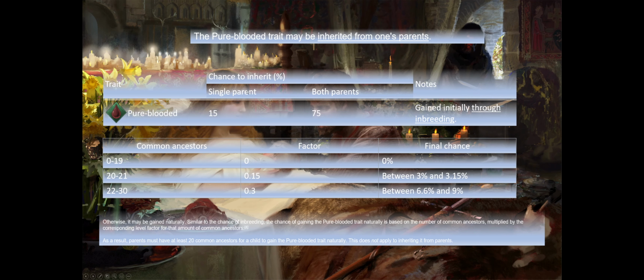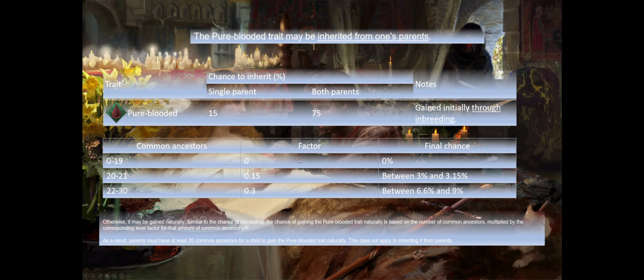Again, in order to gain the pure-blooded trait where you're not inheriting it, so to gain it in the first instance, which means to naturally obtain it, you need to be breeding with common ancestors. So if you're between 0 and 19, then you have a 0% chance of naturally occurring pure-blooded. You need to basically be breeding 20 to 21 for it to even give you a chance. And if you look at this, 3% to 3.15%, it's just so low, guys. It's going to happen eventually, but it's going to be really rare.